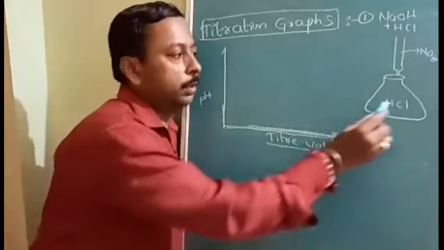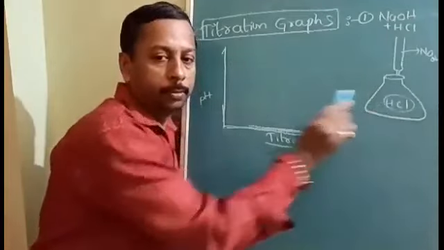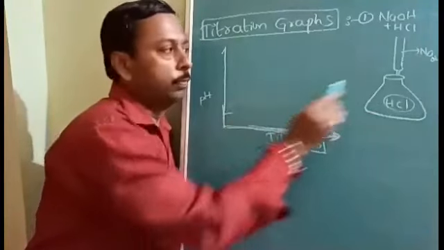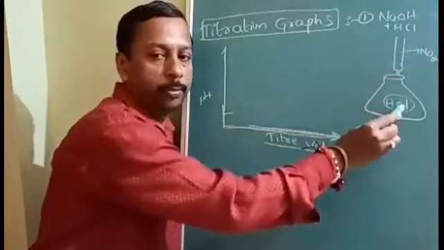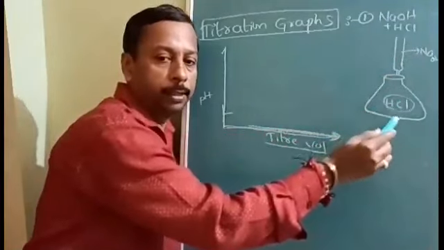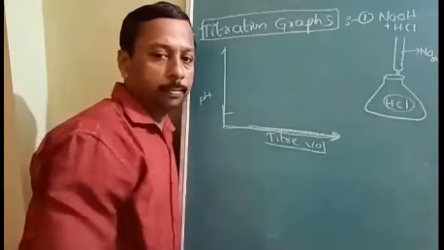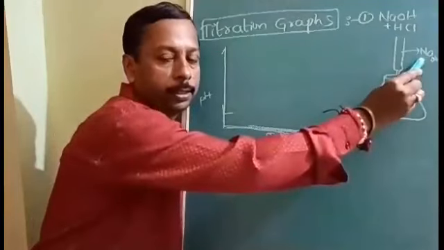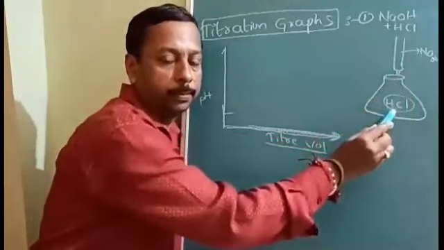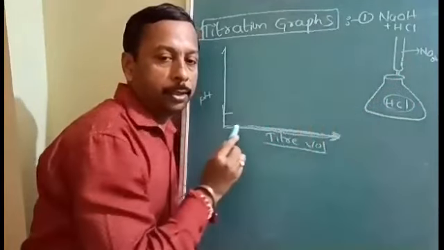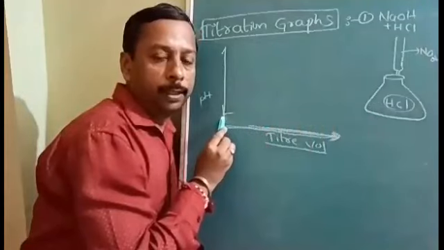Initially, what is there? Only HCl. So pH will be less. Once we keep on adding the NaOH, will pH increase or decrease? It will increase. Why? Because a base has pH more than 7 and an acid has pH less than 7. HCl is a strong acid. The stronger the acid, the lower the pH.